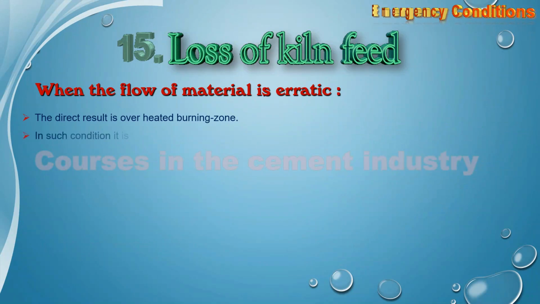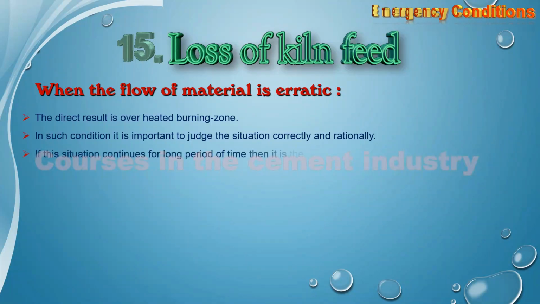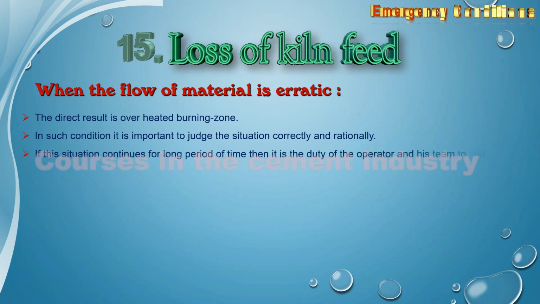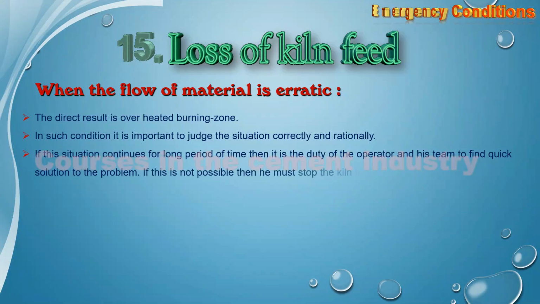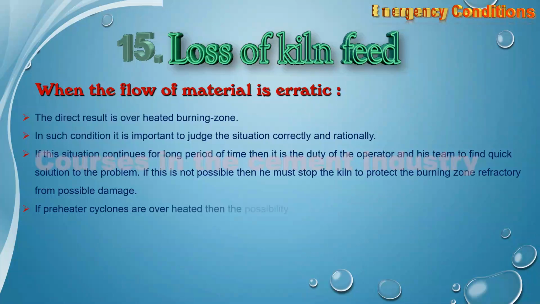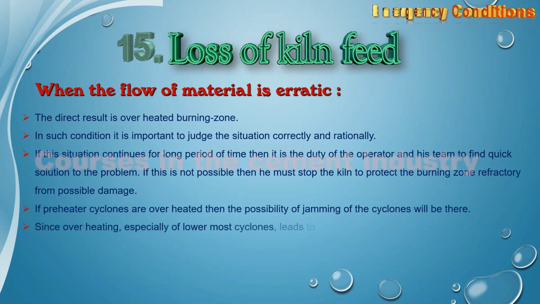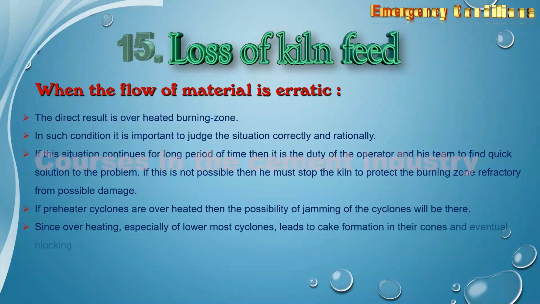In such a condition it is important to judge the situation correctly and rationally. If this situation continues for a long period of time, then it is the duty of the operator and his team to find a quick solution to the problem. If this is not possible, then he must stop the kiln to protect the burning zone refractory from possible damage. If preheater cyclones are overheated, then the possibility of jamming of the cyclones will be there, since overheating, especially of the lowermost cyclones, leads to cake formation in their cones and eventual blocking of these cyclones.